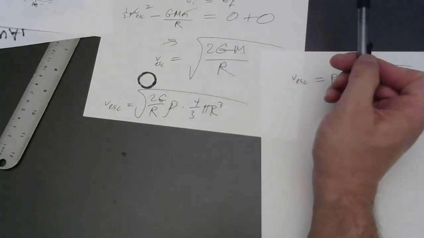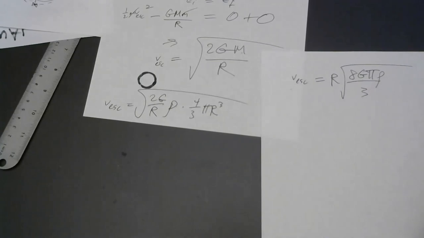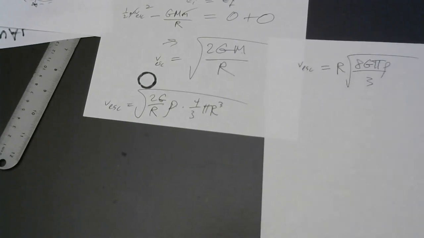Density times volume. Yeah, checks out. Okay. You'd have to quadruple the density in order to have twice the escape speed. The square root of the density means root 4 times the density would double the escape speed.